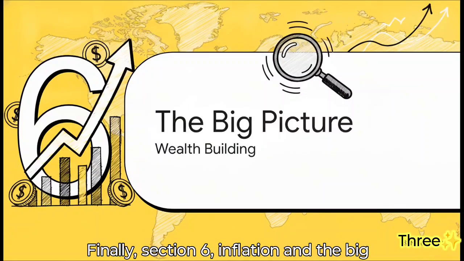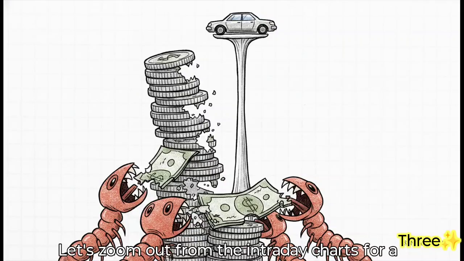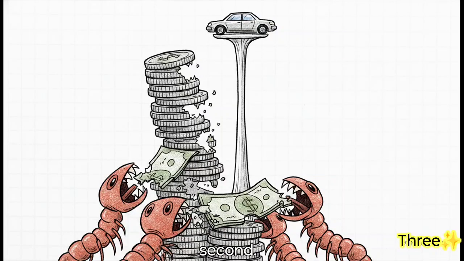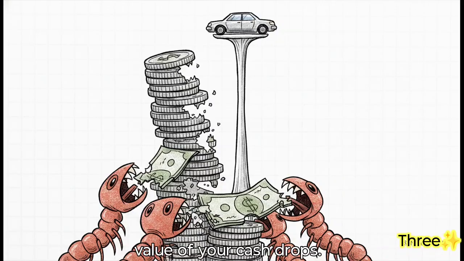Finally, Section 6, Inflation and the Big Picture, Long-Term Wealth Building. Let's zoom out from the intraday charts for a second. The huge hidden risk everyone faces, even if you literally never trade a single option, is inflation. Inflation is a termite eating your money. Governments constantly print currency, so the value of your cash drops.